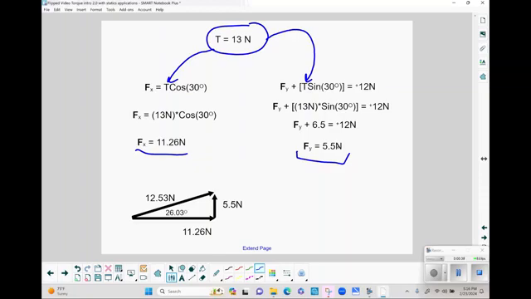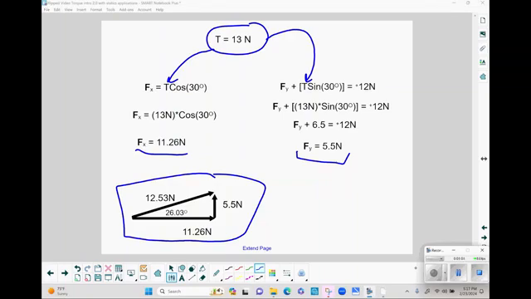Since these are two components of the one vector of the force of the wall, I can then draw a right triangle and solve for the hypotenuse and angle for the vector force that the wall is exerting on the boom. So in the end, we can say that the wall exerts a force of 12.53 newtons on the boom at an angle of 26.03 degrees. Just like we can say that the tension force in the wire is 13 newtons at an angle of 30 degrees above the boom.